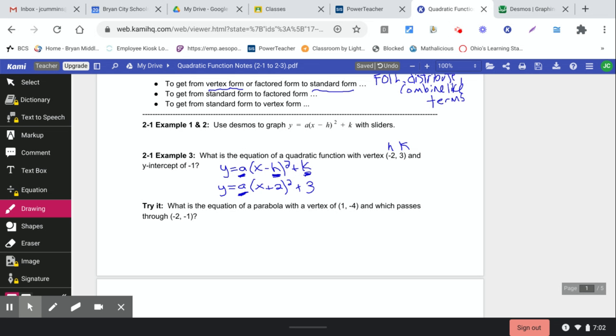When we have a y-intercept, that means the x value is 0. So we know that this parabola goes through the point 0, -1. We can plug that in for x and y, and we'll figure out what a is. I'm going to plug -1 in for y. I don't know what a is. I'm going to plug in 0 for x. We've already decided what h and k are. Oh, that was supposed to be a 3. Sorry about that.